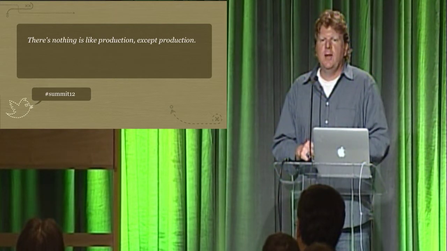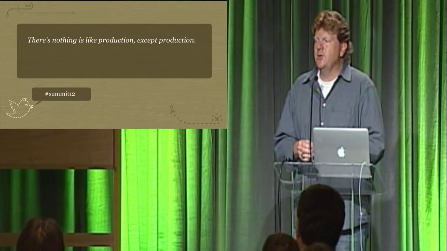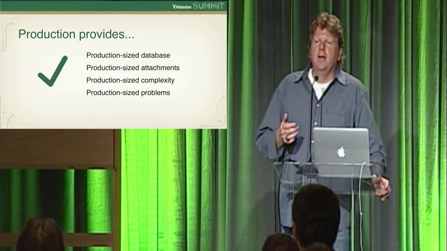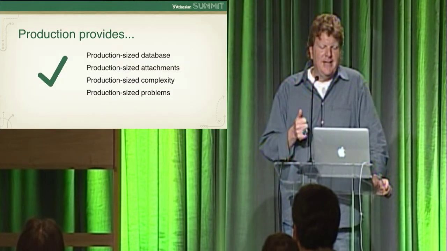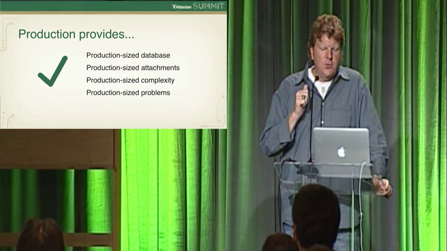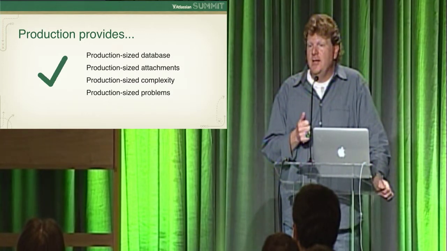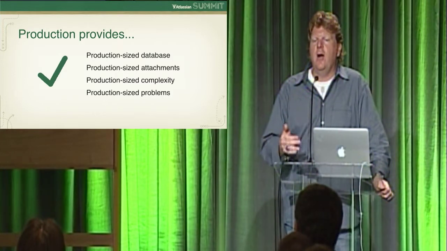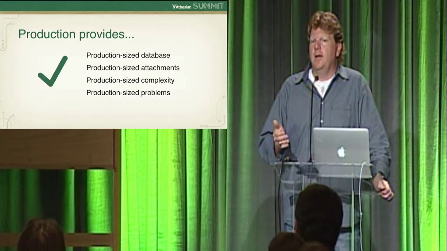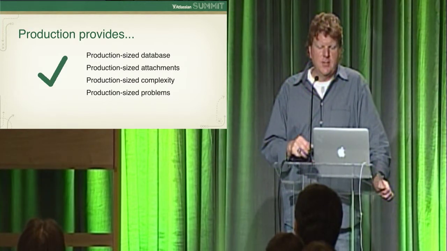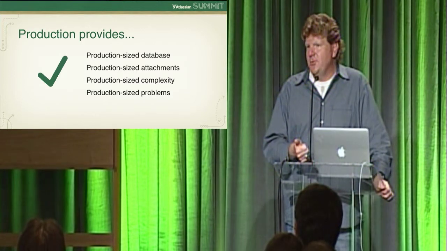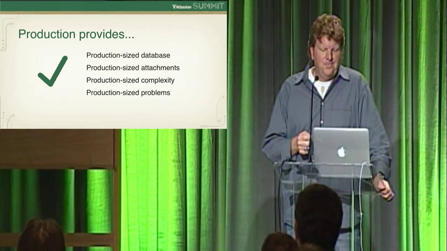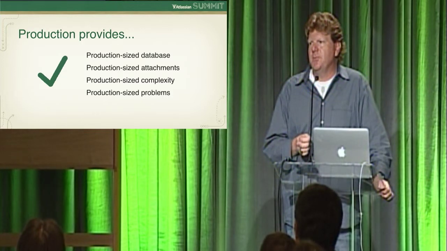And we decided to do the same thing with our Confluence. And by the way, we do the same thing with our JIRA instance as well. So if I haven't made the case with you yet, production provides answers for you. It gives you a production-sized database. If you need to do a re-indexing operation, it's nice to know how long that's going to take and how hard it's going to hammer the database by running it on a production or near-production instance. Production-sized attachments, you don't want to forget about your attachments directories. Production-sized complexity, and of course any production-sized problems.